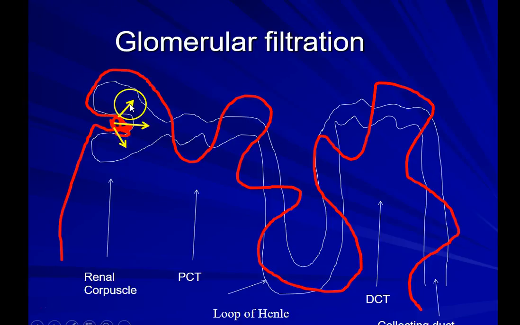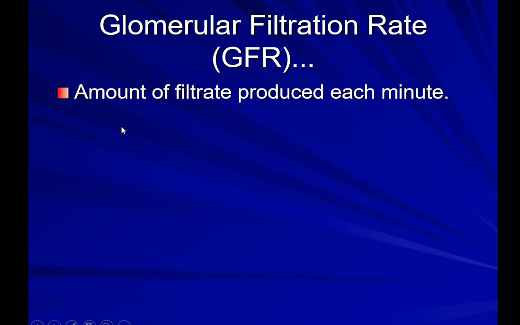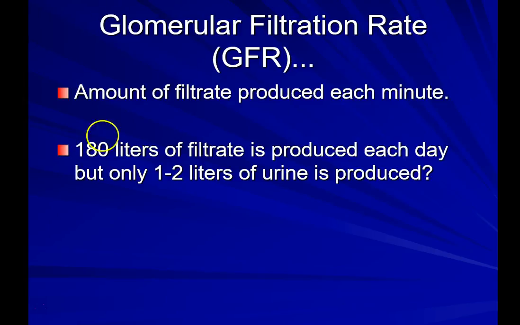What's going to happen is water's going to move, glucose is going to move, ions are going to move, almost everything that fits is going to move. So just to give you an idea, you produce 180 liters of filtrate every day, adding up all the nephrons at the renal corpuscle. But you only produce 1 to 2 liters of urine.